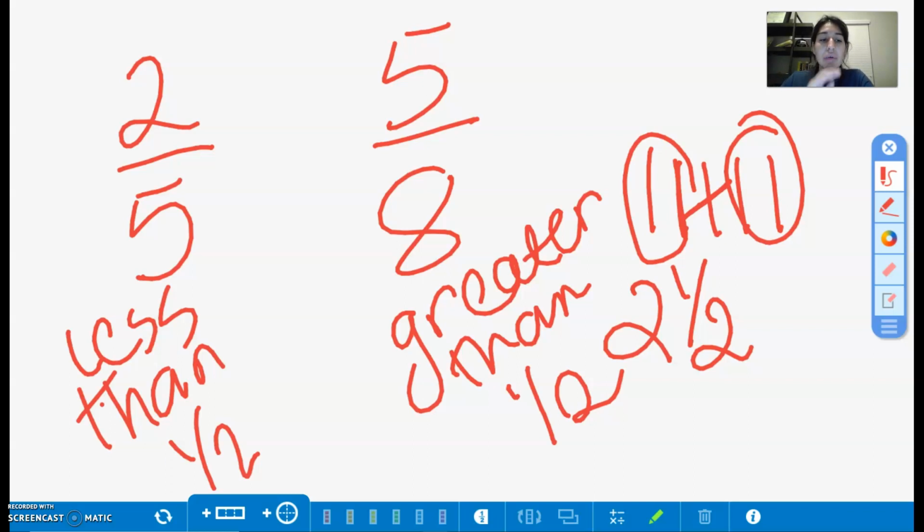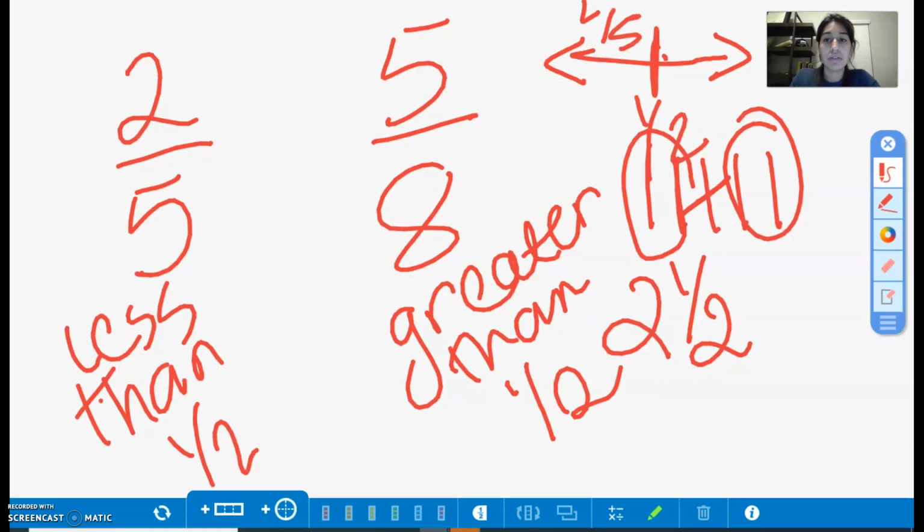Okay, now, using that benchmark fraction, that's all we did. We labeled this. We knew that one fraction is less than a half, that's the 2/5, and then we know that 5/8 is greater than a half. So now we can take these two fractions and compare. If we know that 2/5 is less than a half and 5/8 is greater than a half, we could even put that on a number line. I'm just going to draw a quick number line. This represents a half. We said that 2/5 is less, so we're going to see 2/5 over here. We know that 5/8 is greater, so we're going to see 5/8 on this side.